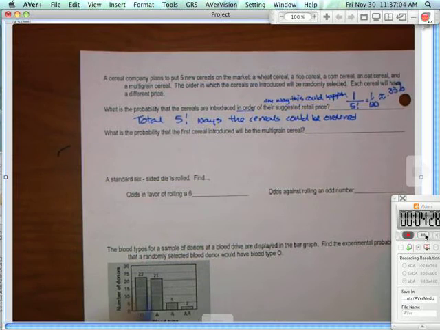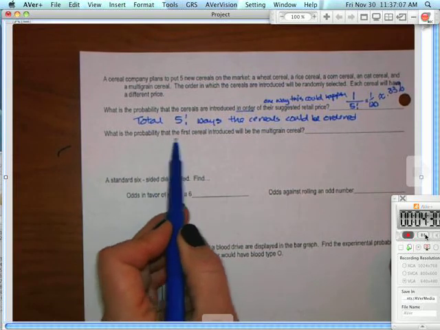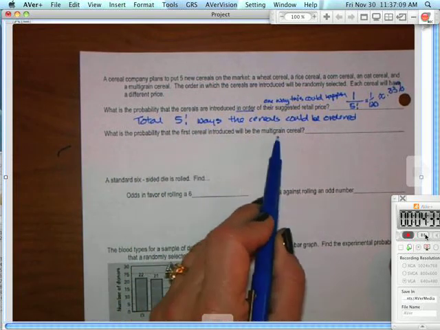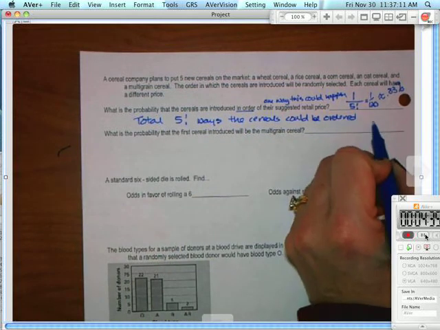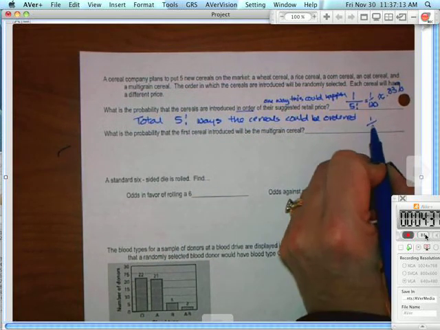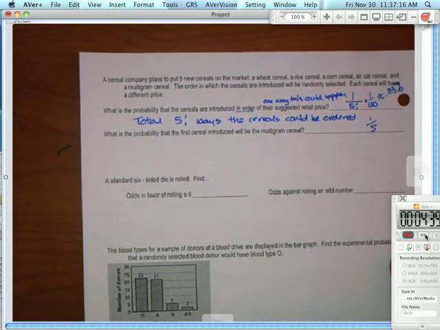All right, now this is a little bit different because it says, what's the probability that the first cereal introduced will be multigrain? Well, there's only one chance that you're going to get a multigrain out of 5 different types. So that simply is just going to be 1/5.